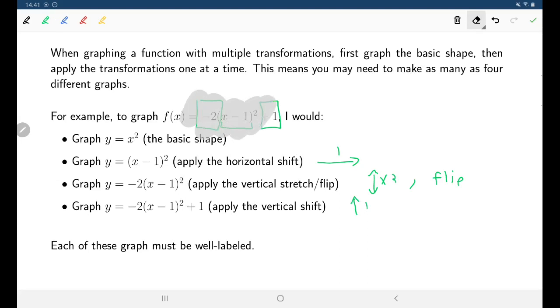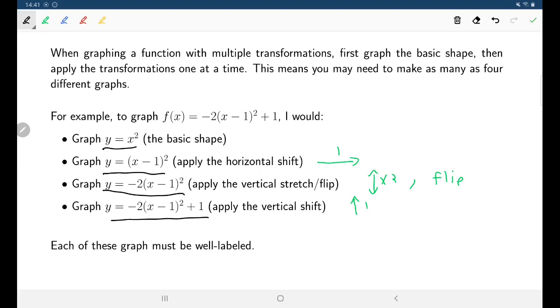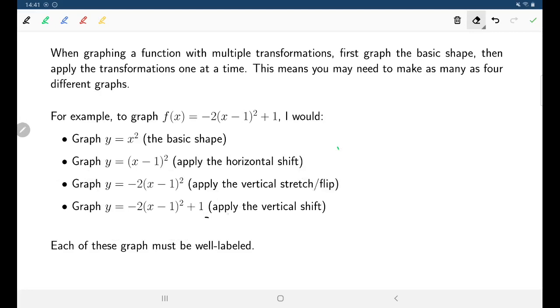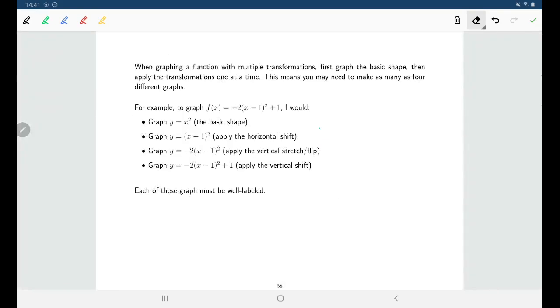So when I'm graphing this function f of x, I actually will need to graph it 4 times. I'll start off by graphing the basic shape, then graph with the first transformation, the horizontal shift, then I'll graph with the vertical stretch and flip, and then finally I'll graph after I've applied that vertical shift, and that will be the entire function that I wanted. And of course, just like always, all of these graphs will be well labeled. So I'm going to make sure that when I do all 4 of these, that I'm labeling my axes, labeling my tick marks, labeling my points, and labeling the equation that I've graphed.